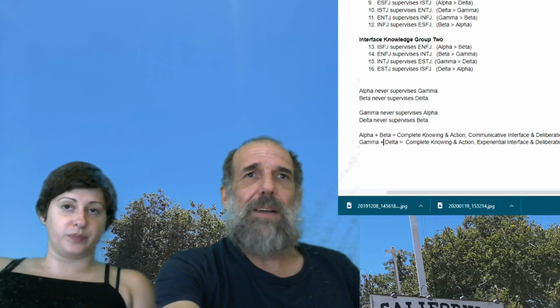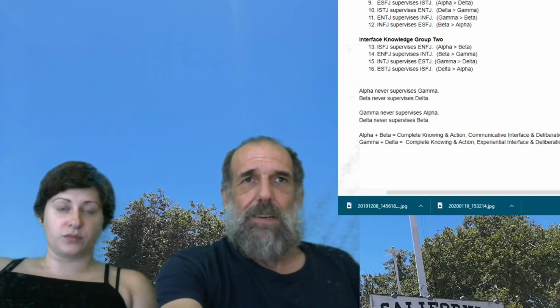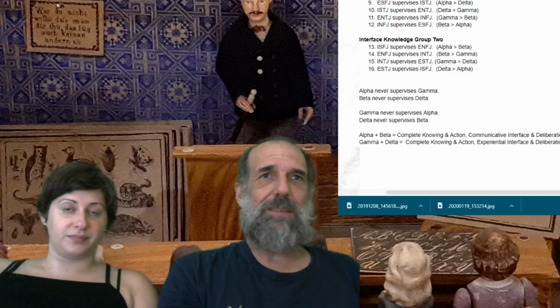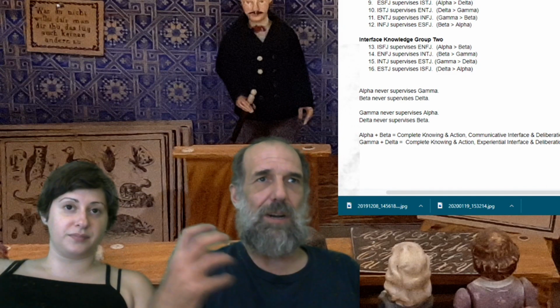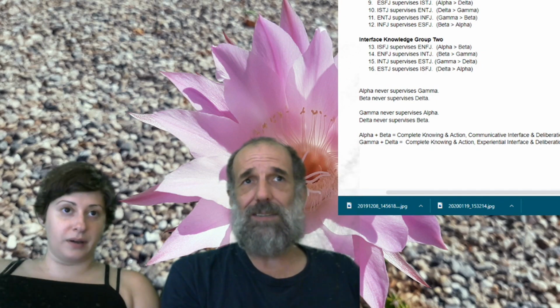Some interesting observations we made. Alpha never supervises Gamma, because, of course, they don't share any functions with Gamma. Beta never supervises Delta. What I would point out here basically is that it means that Alpha and Gamma are as far apart from each other as two quadras can be, and Beta and Delta are as far apart from each other as two quadras can be, which means that Alpha is somewhat more like Delta than Beta is like Delta, and Beta is somewhat more like Gamma than Alpha is like Gamma.